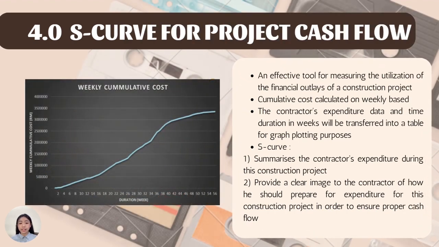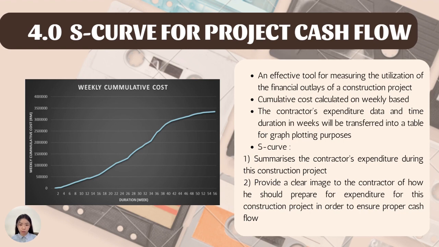In order to measure the utilization of the financial outlays of a construction project, there is an effective tool called S-curve, which is a presentation of the planned financial flows on a timeline using a cumulative cost chart. The cumulative cost is calculated on weekly base and the weekly total cost is comparable to the contractor's expense. After that, the contractor's expenditure data and time duration in weeks will be transferred into a table for graph plotting purposes. In this case, S-curve is a really crucial tool to summarize the contractor's expenditure during the construction project. It also provides a clear image to the contractor of how he should prepare for expenditure for this construction project in order to ensure proper cash flow.